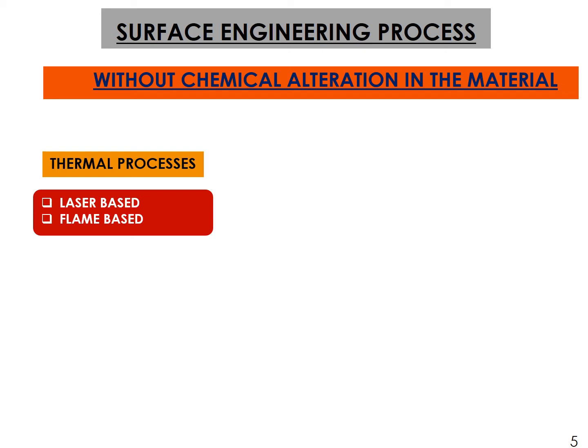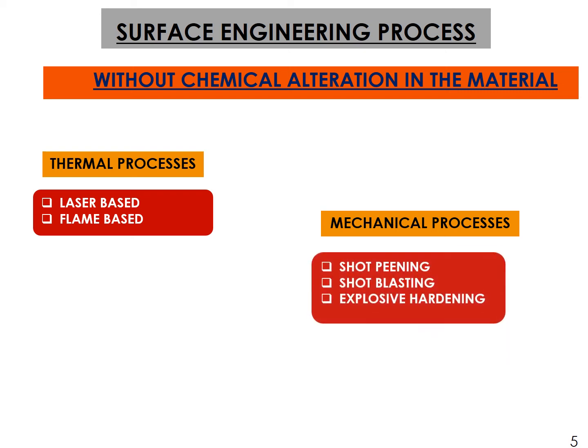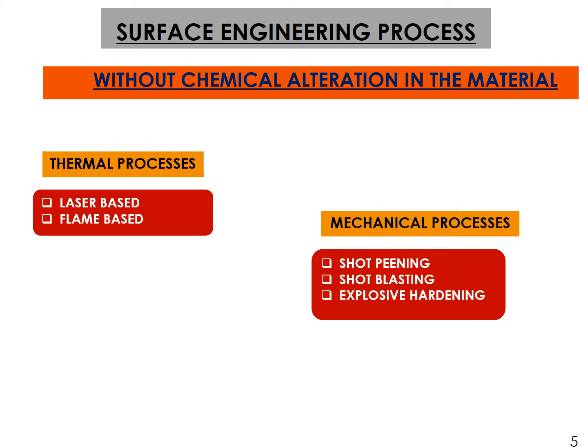So these are the thermal-based processes where our focus is on the thermal aspect. Now on the other side, we have mechanical processes also. As I told you, we are not making any chemical alteration here. So in mechanical processes, we have some of the processes I have listed: shot peening, shot blasting, explosive hardening. Now, what is shot peening?